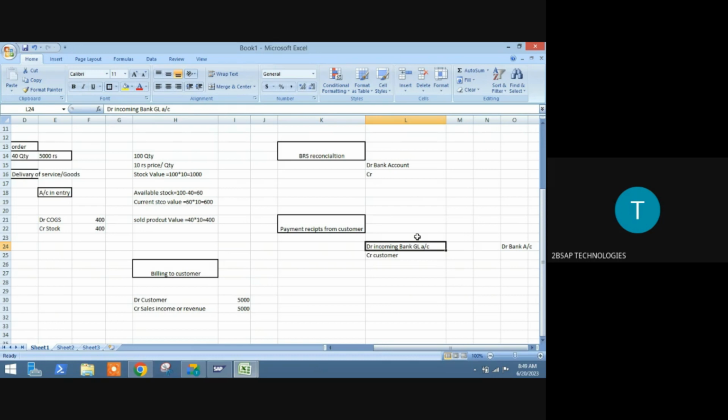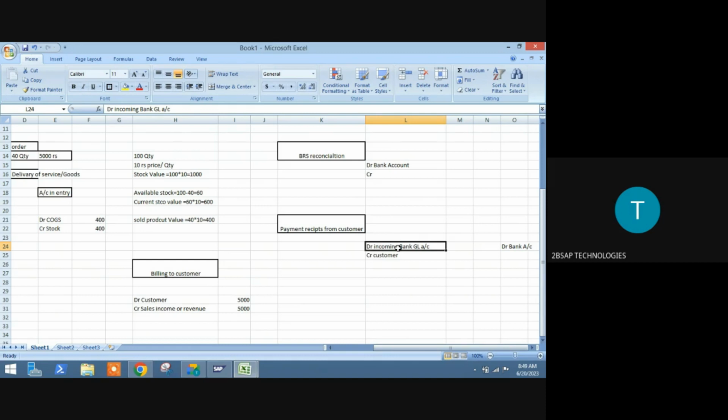Same in real time, between the respective business and the respective bank, the intermediary is going to be your intermediary GL account. Now the customer said that he paid you. Then immediately what are you doing? You are not believing your customer. He said he paid, so you are keeping that one in incoming.